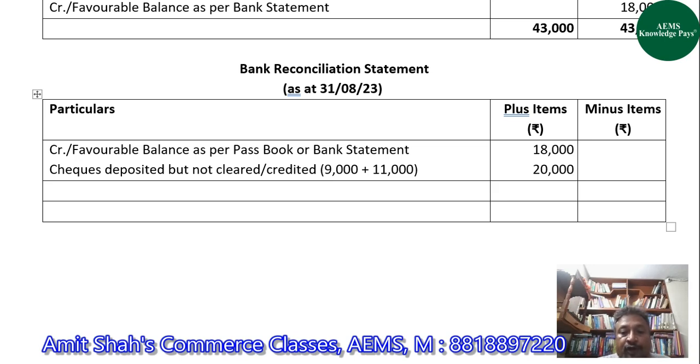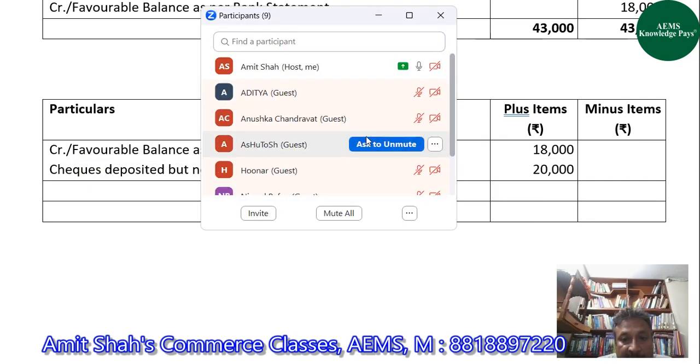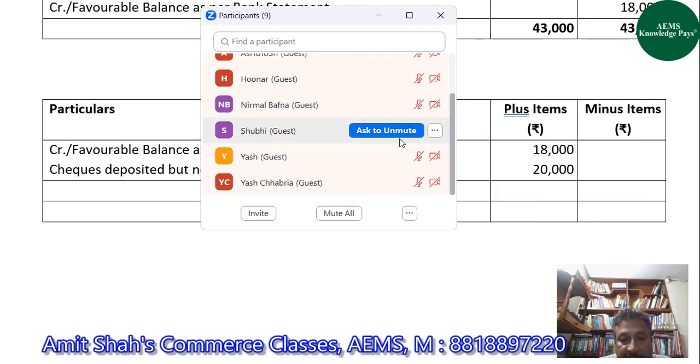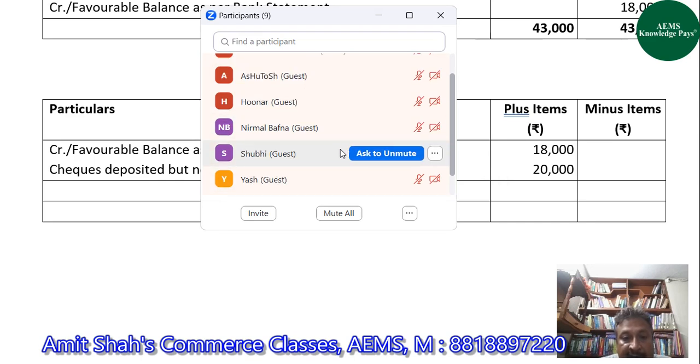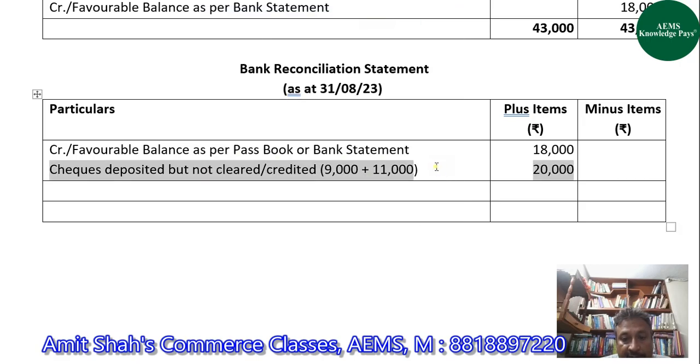Now tell me guys whether you all have understood this first item here or not. Yes, sir. Everyone, right? Yash Jaiswal, Manvi, Hunar, Ashutosh. Yes, sir. Good.